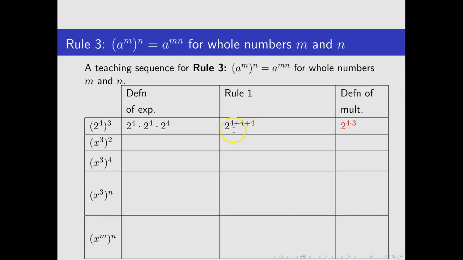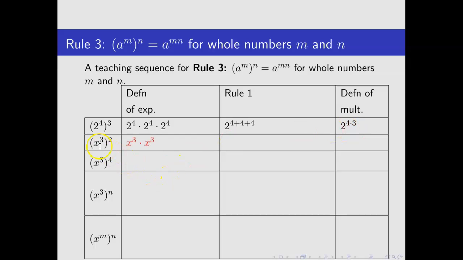And then from our definition of multiplication, 4 plus 4 plus 4 is 4 times 3. And so notice we went from 2 to the 4th raised to the 3rd power to 2 to the 4 times 3. Again, we know that's 2 to the 12th power, but we want to emphasize the connection to the rule here because we're trying to teach the rule.